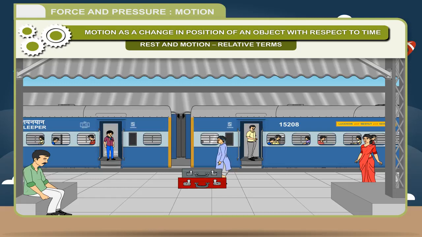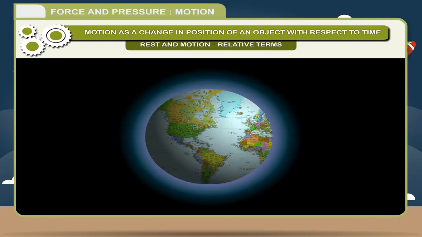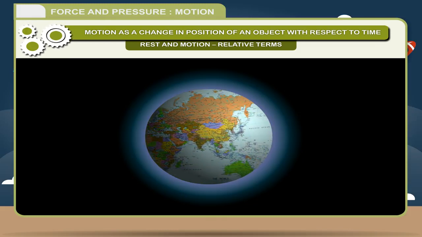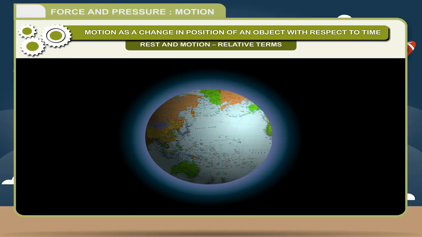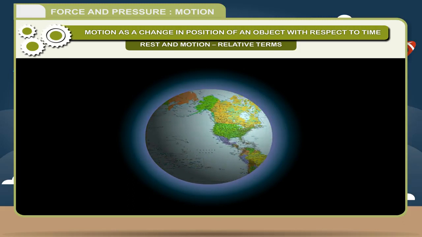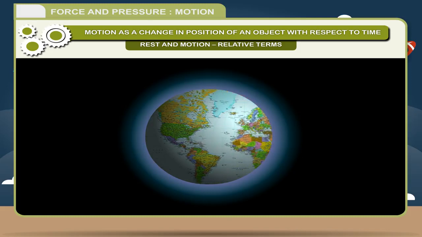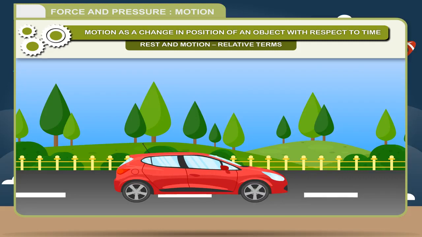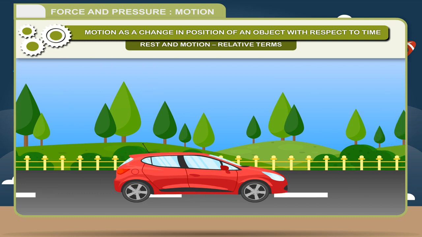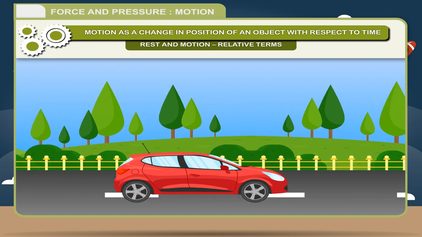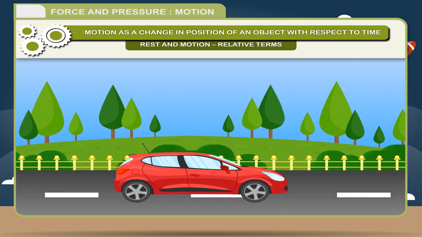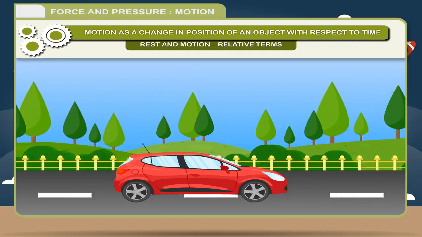Again, when we say that a body is at rest, first we consider that the earth is at rest. But actually, the earth itself is in constant rotation on its own axis. So, everything on the earth is also in motion. Thus, we can say that there is no absolute rest or motion. Both rest and motion are relative terms. One body which is at rest with respect to a particular reference frame may be in motion with respect to another reference frame.